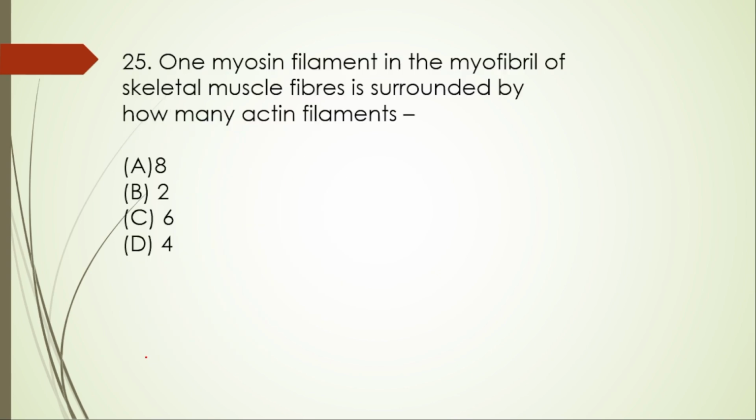Next, 25th question. One myosin filament in the myofibril of a skeletal muscle fiber is surrounded by how many actin filaments? A 8, B 2, C 6, and then D 4. In a myofibril of a skeletal muscle, one myosin is surrounded by 6 actin filaments. How many? 6 actin filaments. And this creates what? A hexagonal pattern when viewed in cross section.